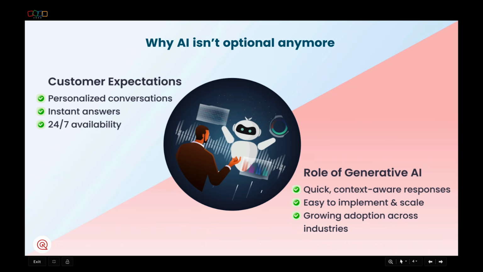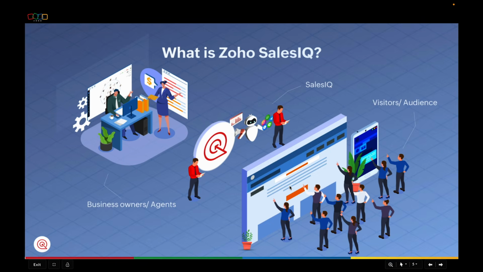But here's the challenge. Adopting AI isn't enough. You need a way to bring that intelligence into the right customer conversation. Whether that's on your website or on your mobile app or across any social channels like WhatsApp, Instagram, or wherever you are available. And that's where Zoho SalesIQ steps in. So for those who are new here, let me give you a brief introduction about what Zoho SalesIQ actually is. SalesIQ is a customer engagement platform where you can engage, retrieve, and retain customers.